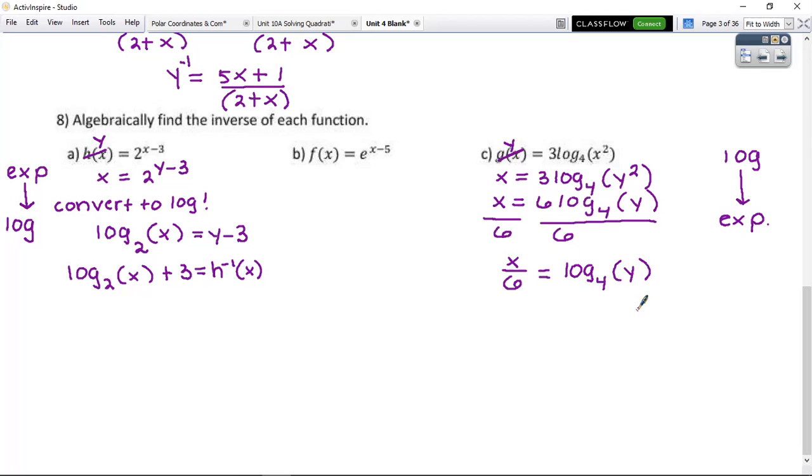And now last, I convert this. So as an exponent, this becomes 4 raised to the x divided by 6 is equal to y. And then I just switch this notation out. So my answer is 4 raised to the x over 6 is equal to g inverse x. You guys see the difference between those two? Okay, again, those are tricky for sure because you have to know how to undo them.